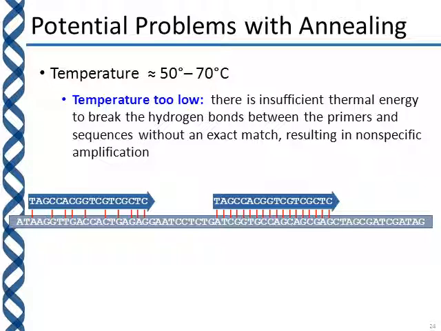So now let's take a look at that in the potential problems format that we saw earlier. Typically we use a temperature of between 50 and 70 degrees for the annealing step. That is dependent on what your DNA sequence for the primers is. As we showed on the previous slide, if the temperature is too low, there is insufficient thermal energy to break the bonds between the primer and the DNA template sequence that is not an exact match, and that results in what we refer to as nonspecific amplification.